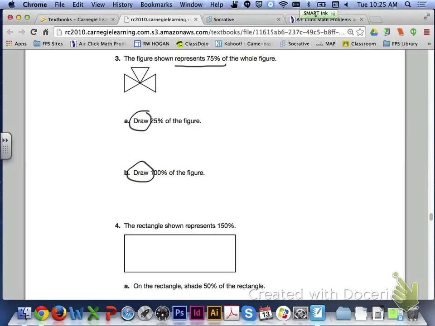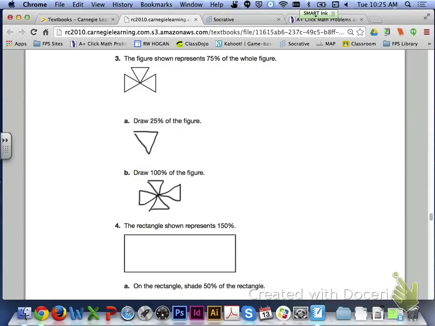Let's take a look at number 3 at the top of page 435. It says the figure shown represents 75% of the whole figure. For letter A, draw 25% of the figure, and letter B, draw 100% of the figure. Go ahead and do 3A and B.